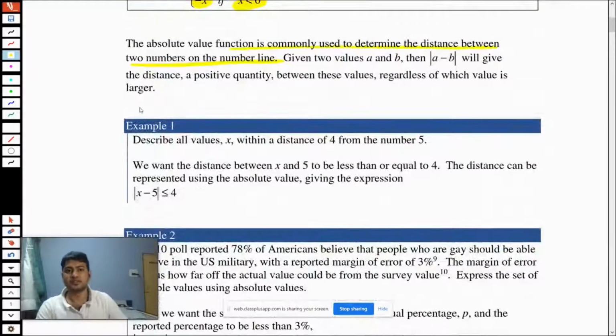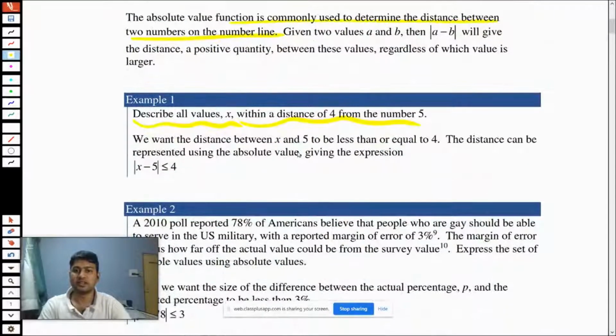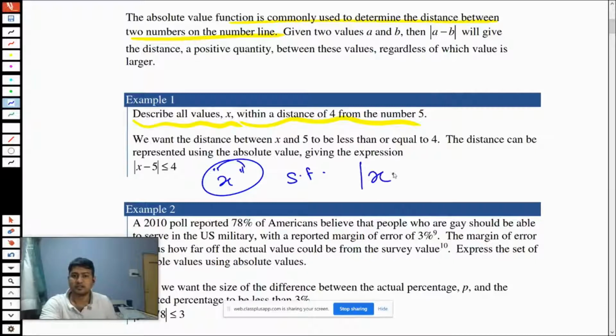Okay, let's look at this example. This example says: describe all values of x within a distance of 4 from the number 5. So what this is saying is I want all values of x which are less than 4 units away from the number 5. The distance of this point x from the number 5 is less than or equal to 4. So this is how you set up an inequality.